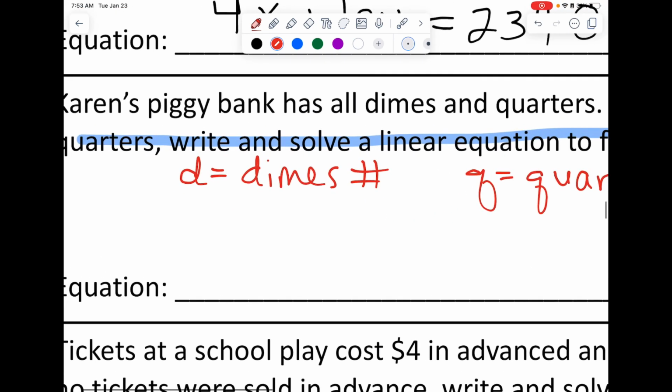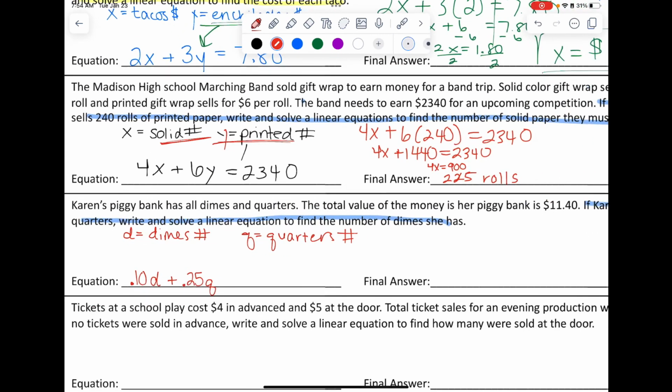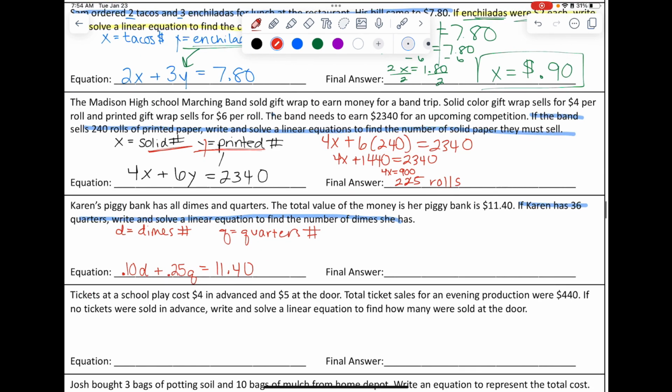You know the unit rate of a dime. What is the unit rate of a dime? What does a dime go for these days? Well, 10 cents per dime. Plus, what is the unit rate of a quarter? 25 cents per quarter. And in her piggy bank is a total of $11.40. That's our equation that represents her piggy bank.